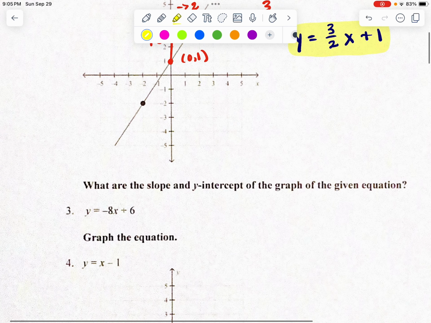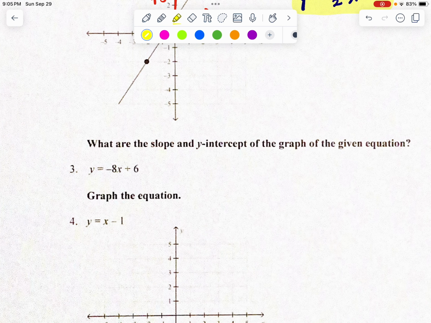Number 3 is number 1 backwards. They give you the equation in slope-intercept form, and they just want to make sure that you can identify the slope and the y-intercept. So the slope we know is going to be the coefficient of x. So in this problem, the slope would be negative 8. And the y-intercept is going to be the point 0, and then our b value, which happens to be 6 in this problem. So again, nothing to work out there. It's just making sure you're able to identify what the slope and y-intercept are based on the equation.